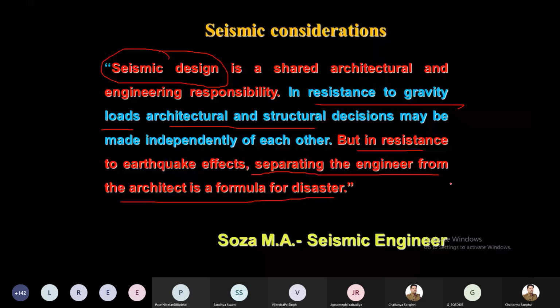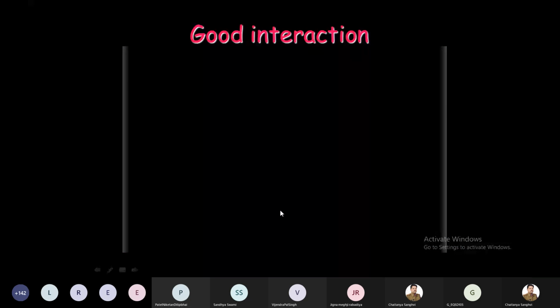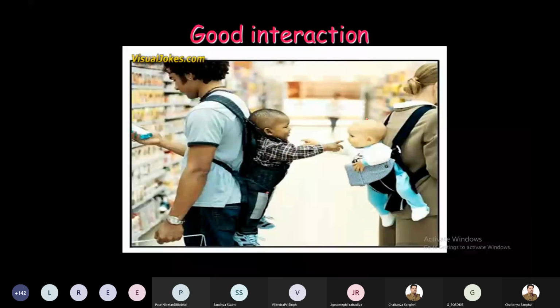So the architect and engineer have to work together for earthquake safety. For gravity loads, if architectural and structural decisions are made independently, it's fine. But for the earthquake, it must be discussed, and then the decision must be taken. And who is responsible for this? The building owner has to make the architect and engineers work together, right? So a good interaction is required between architect and engineer.